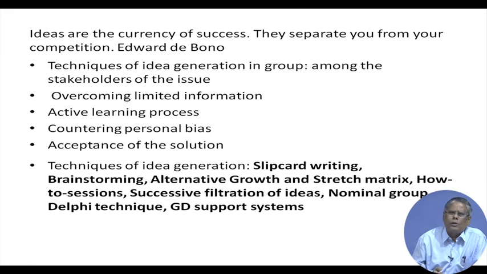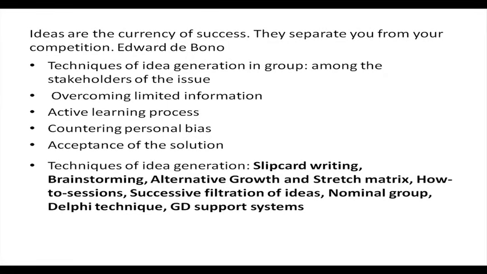But then the question comes, how big will that group be? Generally, a small group will comprise 8 or 10 persons, or 12 persons maximum. Like in a quality circle, we have a small group of 10 or 12 persons. So, there will be a small group, and there are some techniques which they can use for idea generation, and these techniques we will discuss. These are mentioned here, you can see, and we will discuss them one after another briefly.